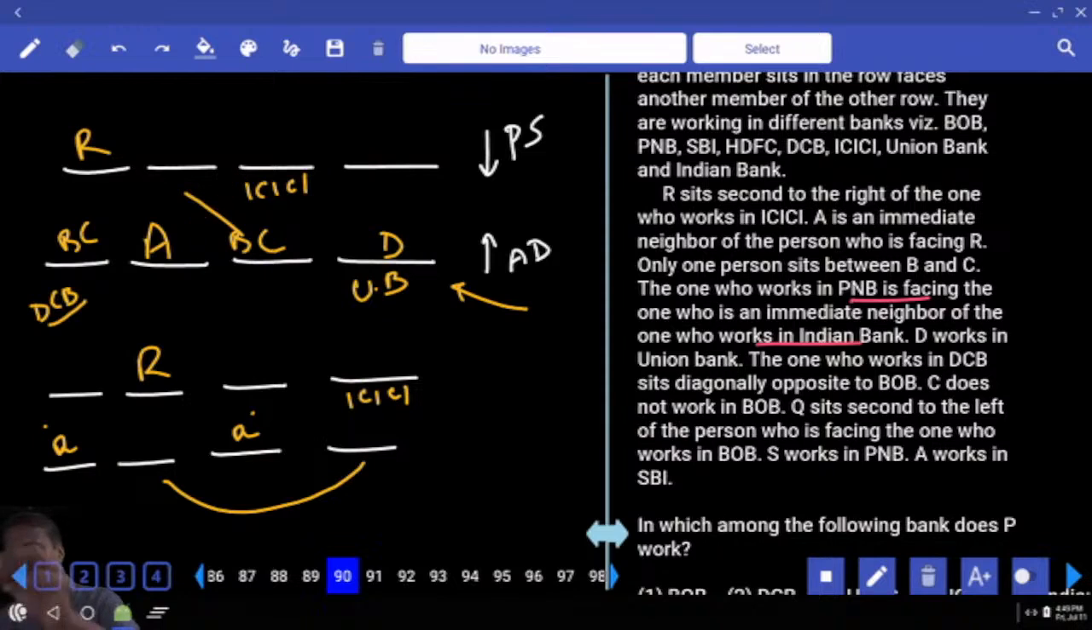Diagonal is always from one corner to the other corner. Now DCB and what is the next one we have? BOB. Now if DCB is here, then BOB will be here. Or if DCB is here, BOB will be here.